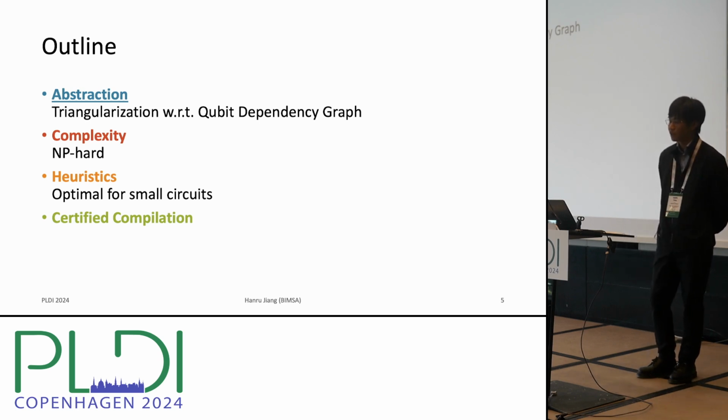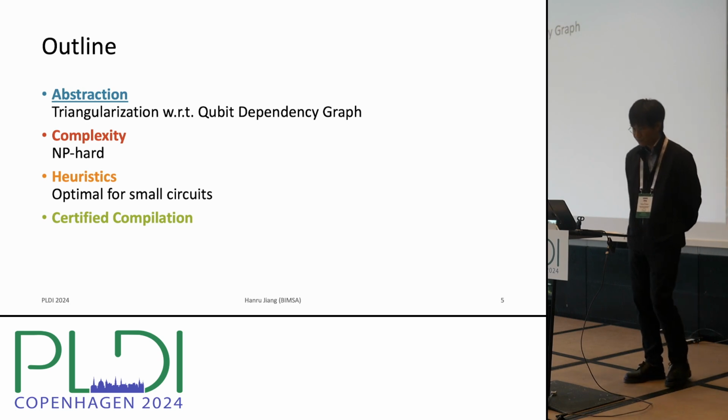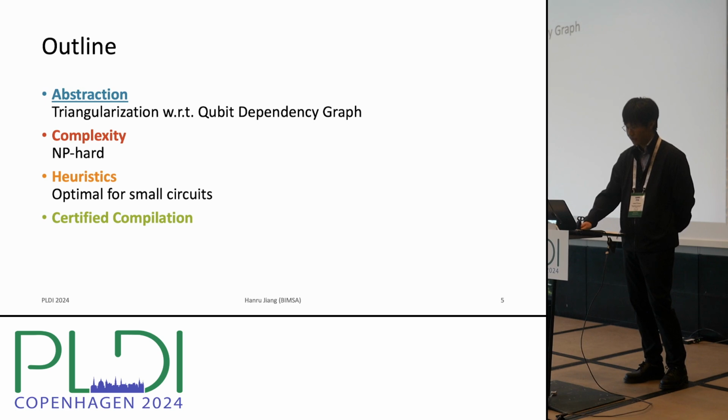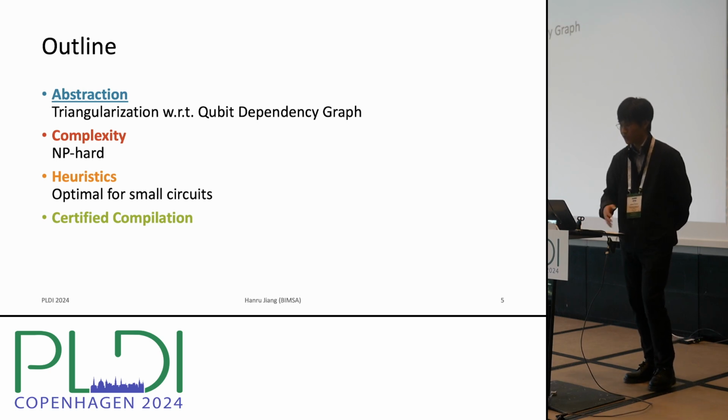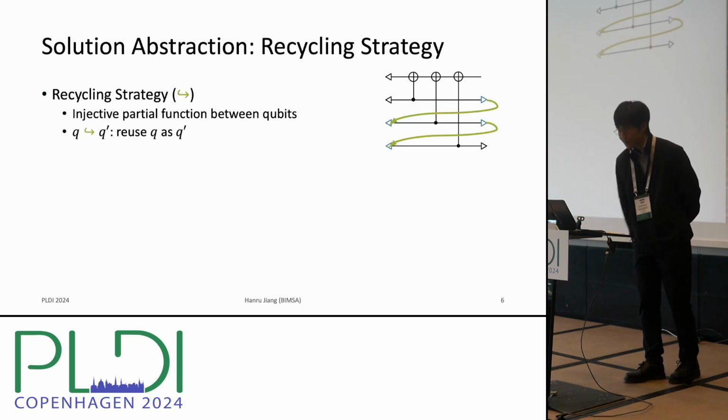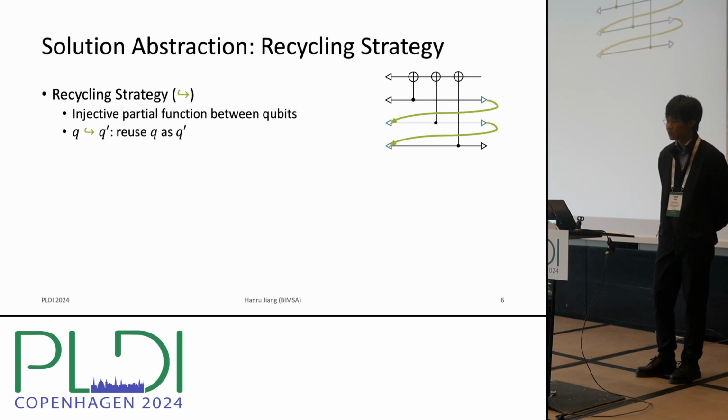We managed to prove that the problem is NP-hard. And our heuristic is optimal for the small circuits that we have evaluated. Finally, we managed to implement a certified compiler or optimizer based on this abstraction. And we make use of categorical semantics to organize and simplify our proof. So let's start with the abstraction.